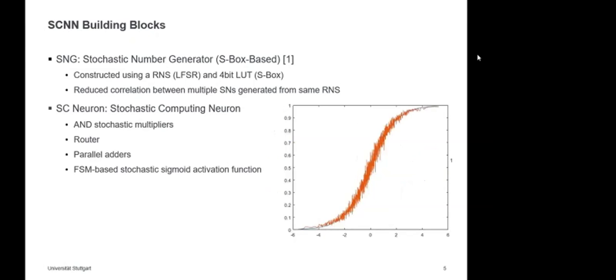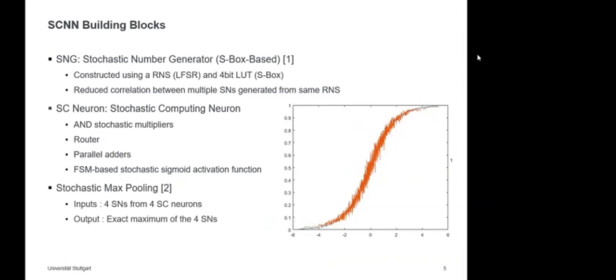Here is a plot of binary versus stochastic sigmoid activation function. The blue line represents the binary version while the orange represents the stochastic version. The output of stochastic neurons is fed as inputs to the stochastic max pooling unit. It accepts 4 stochastic numbers from 4 stochastic computing neurons. This is because the size of the max pooling window is 2 cross 2. The advantage of using this max pooling unit over the others is that it can output the exact maximum of the 4 input stochastic numbers.